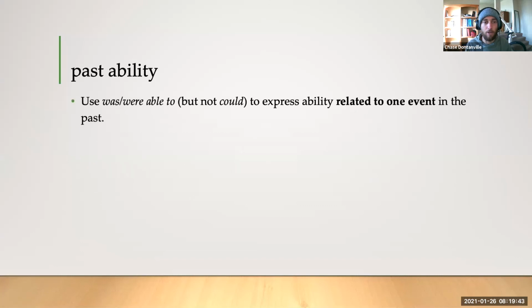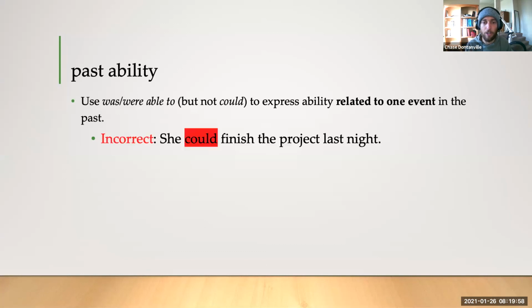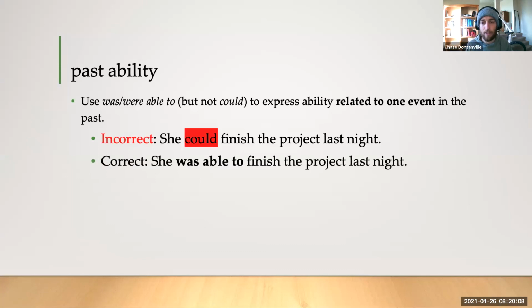But use was or were able to, but not could, to express ability related to one event in the past. In other words, something specific. So this is incorrect. She could finish the project last night. No, last night is specific. It's not general. So we do not use could. We say she was able to finish the project last night.